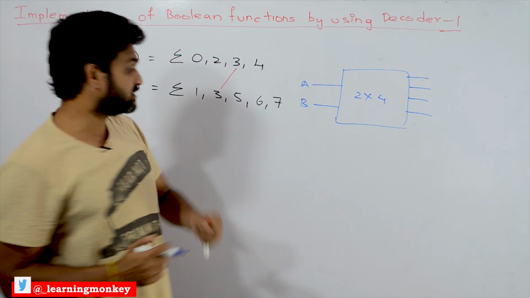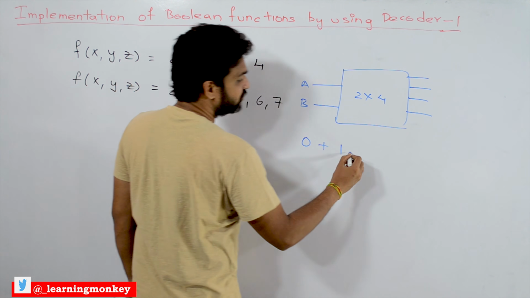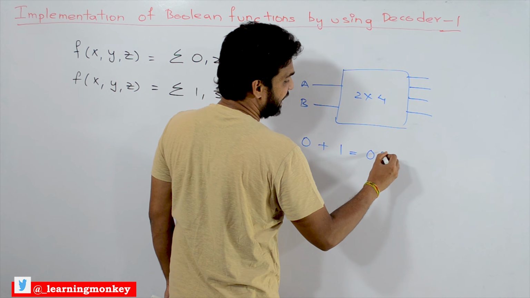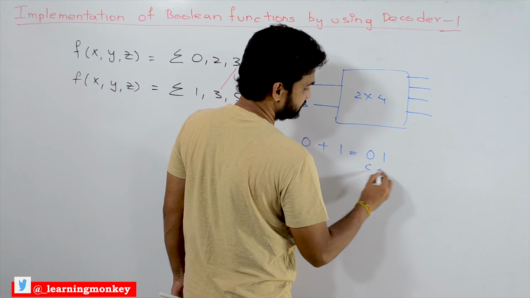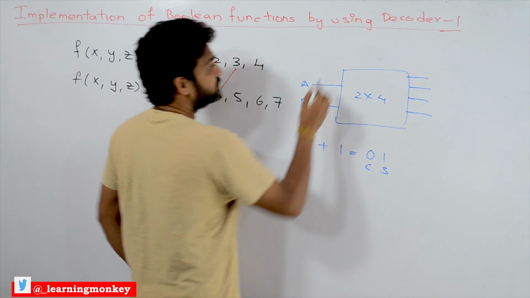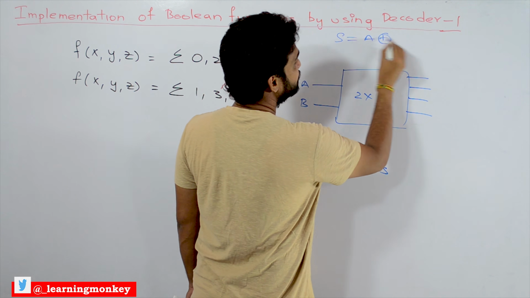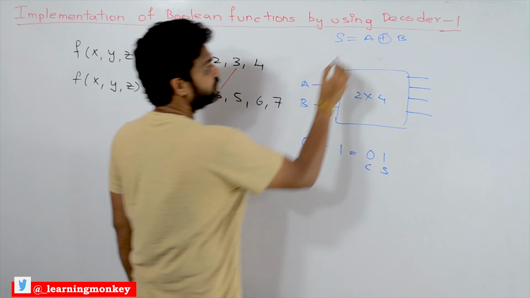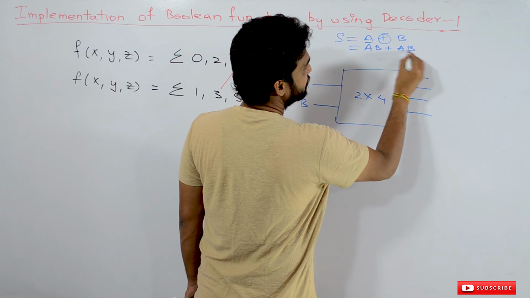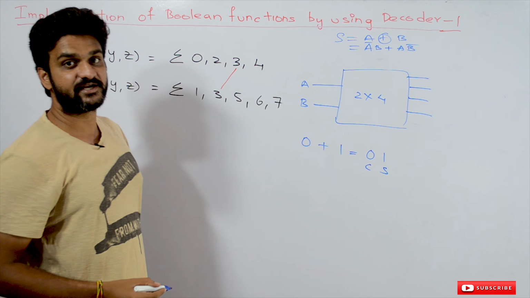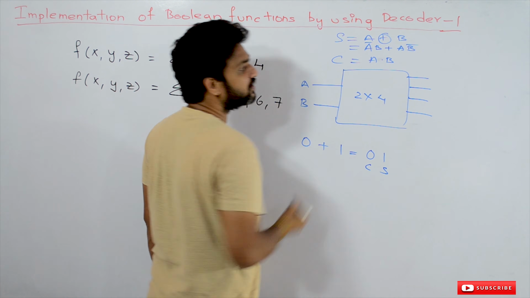What is the logic of a half adder? For example, if you want to add 0 and 1, it is going to produce a carry of 0 and a sum of 1. So this is carry and this is sum. And what is the Boolean function for sum? The Boolean function for sum is A XOR B, which is functionally A bar B plus A B bar. So this is the XOR function, right? What is the Boolean function for carry? The Boolean function for carry is A dot B.